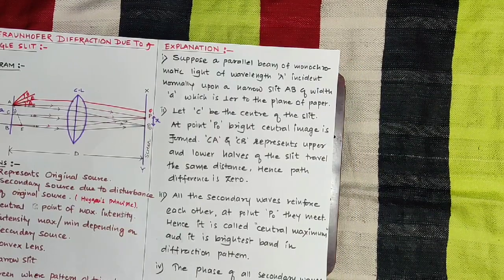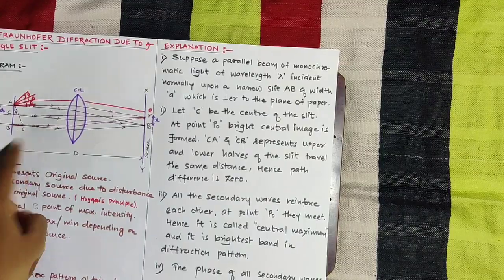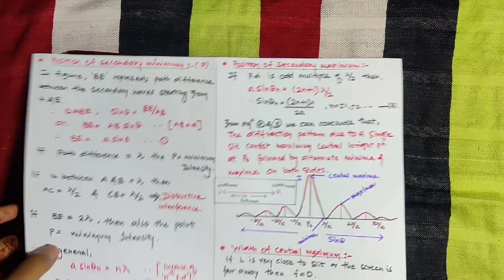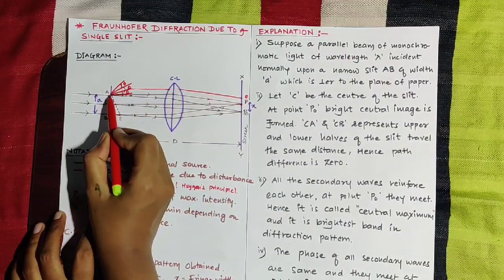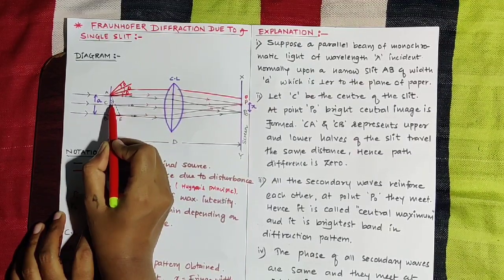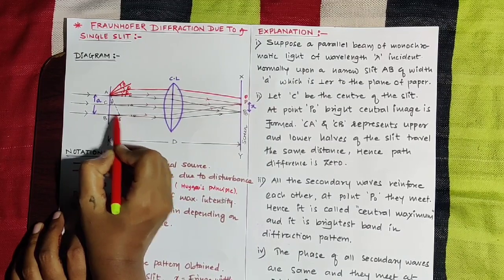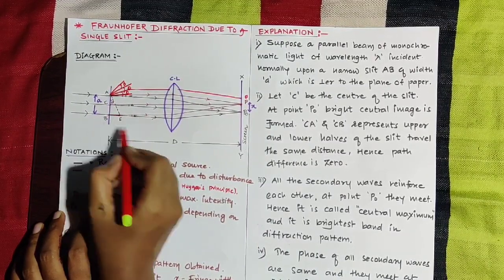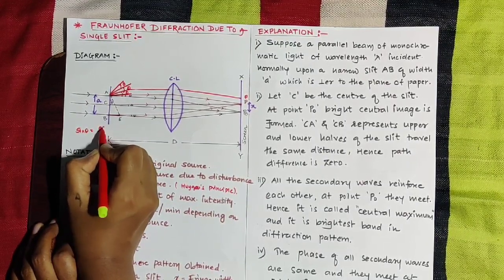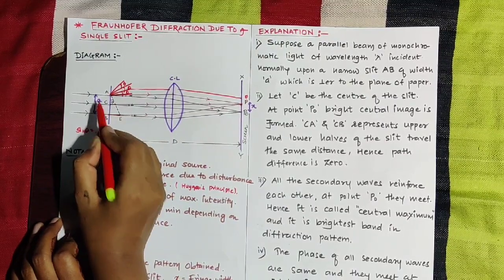So here we have considered only one point, that is point P. That's why at this particular point we consider the path difference to be BE. Okay, so in triangle ABE, look here, theta is here, so this is the opposite side. What is sine theta? Sine theta is opposite upon hypotenuse. The opposite is BE, and the hypotenuse is AB. So we can write sine theta is equal to BE upon AB, but AB represents the width of the slit.